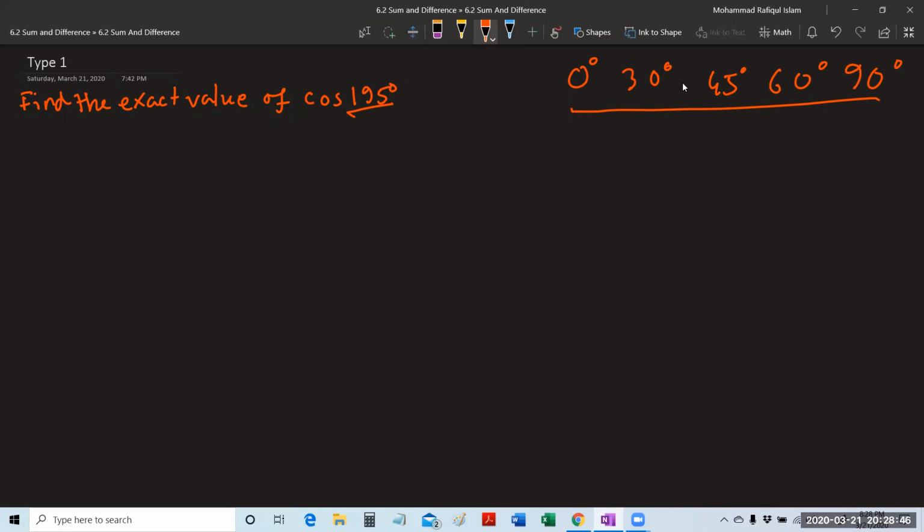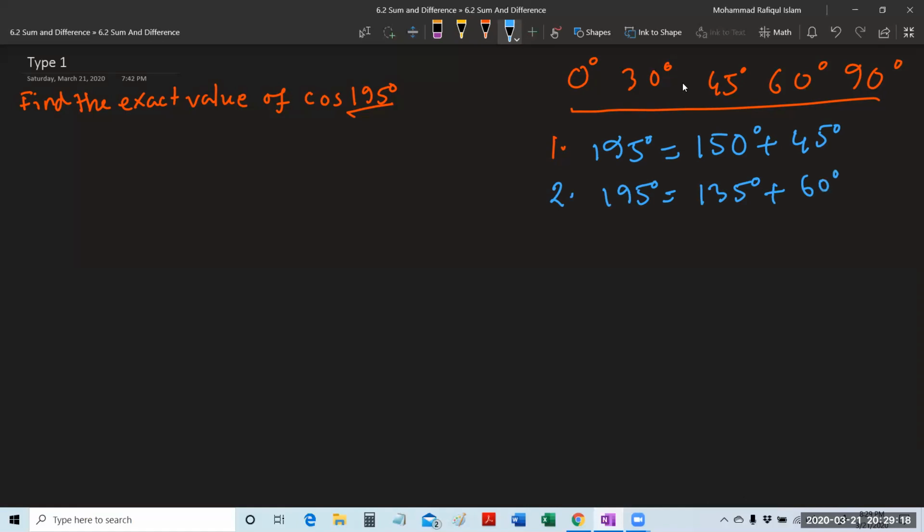So how can we get 195 from these angles? Well, we can get that number one way. So 195 degrees equals 150 degrees plus 45 degrees. This is one way, and the other way could be 195 degrees equals 135 degrees plus 60 degrees. So in this case, we need to know the value of 150 degrees and 135 degrees. So let's see how we can get that.